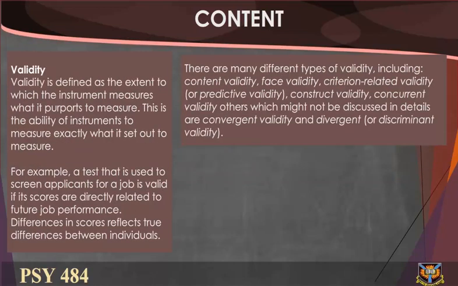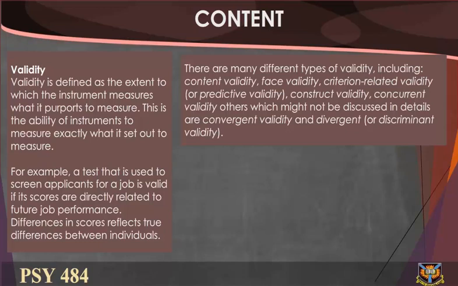Validity. Validity is defined as the extent to which the instrument measures what it purports to measure. This is the ability of the instrument to measure exactly what it set out to measure. For example, a test that is used to screen applicants for a job is valid if its scores are directly related to future job performance. Differences in scores reflect true differences between individuals.